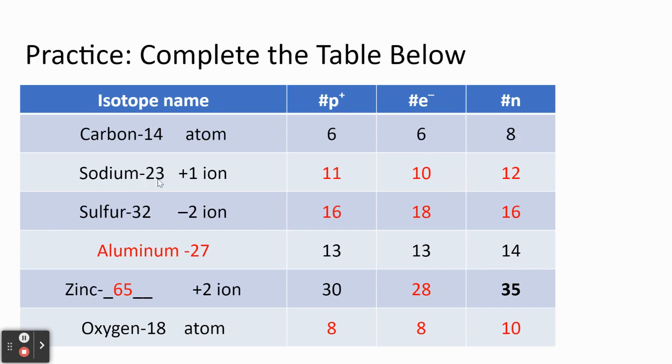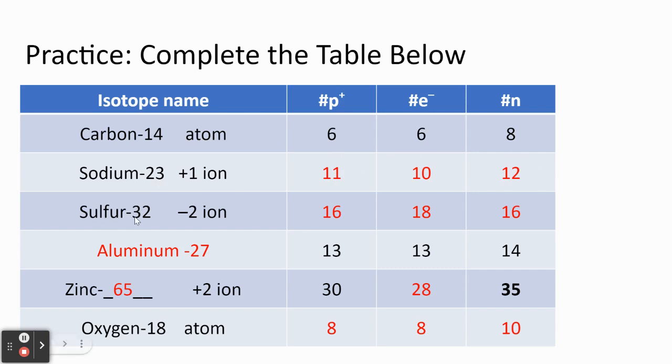If we have sodium 23 that has a +1 charge, we look up sodium on the periodic table. Its atomic number is 11, so it's got 11 protons. But it's not neutral. It's got a +1 charge. That means it lost an electron. So now it's only got 10. To figure out the number of neutrons, we would take the mass number, 23, subtract the atomic number, 11, and that would give us 12.